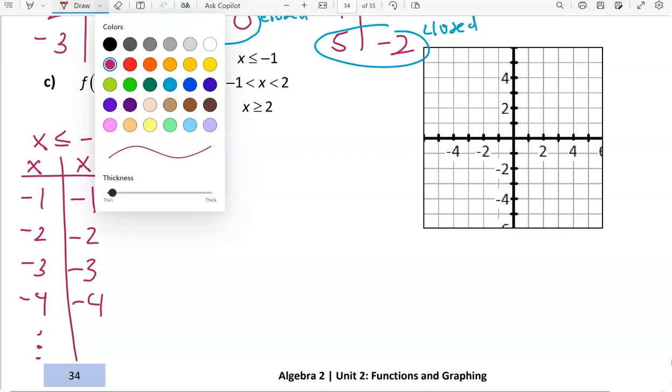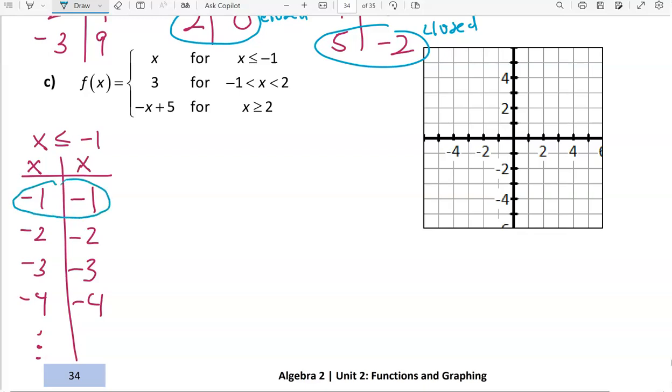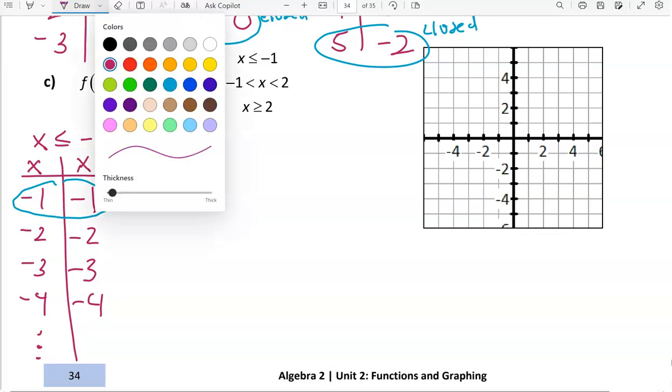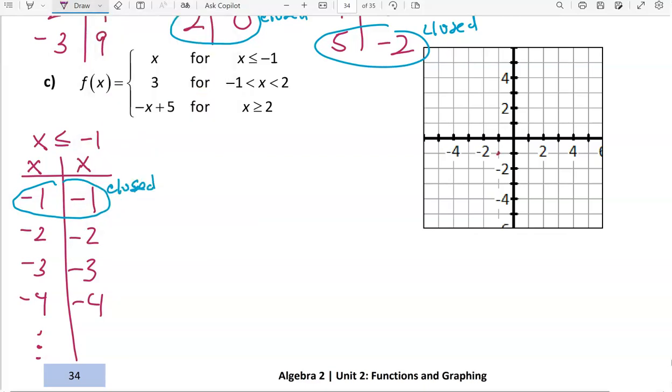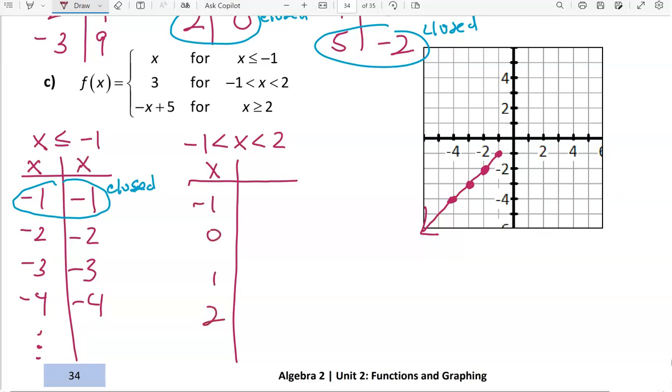And what I will notice is that the endpoint of the interval x equals negative 1 is included, so that will be a closed circle. So negative 1 comma negative 1, negative 2 comma negative 2, negative 3 comma negative 3, negative 4 comma negative 4, and the graph keeps going. Now let's graph another interval. This would be the interval from negative 1 to 2, and we'll plug in our x values, negative 1, 0, 1, and 2, and our y values are always 3.